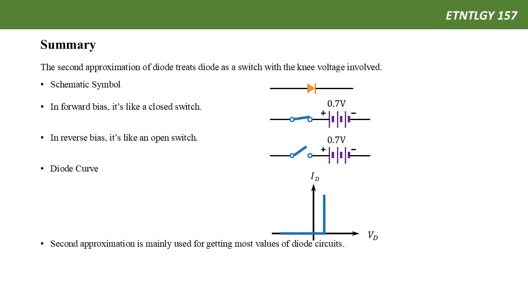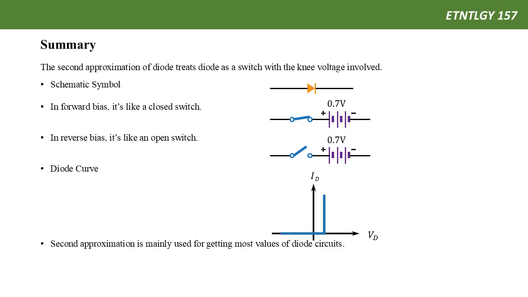Let's summarize the second approximation of the diode. The second approximation treats the diode as a switch with a 0.7 volt knee voltage involved. The symbol is the same, it's a regular diode. Just by looking at the symbol alone, we don't know whether it's the first, second, or even third approximation. For the second approximation, if the diode is in forward bias, it looks like a switch with a 0.7 volt voltage source. And in reverse bias, it's like an open switch connected to that 0.7 volt source.